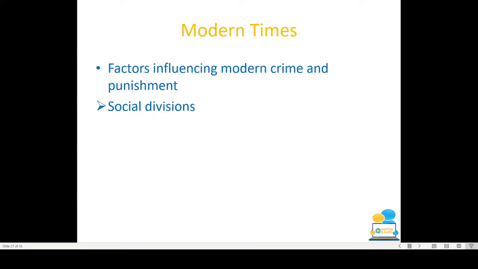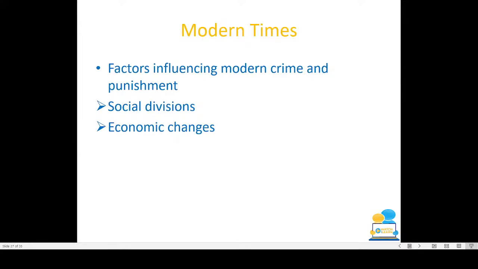Well, here are just some. Social divisions, okay? So social divisions and different diverse societies also change how crime and punishment changes over time. Economic changes, okay? So even if we think of industrial Britain again, as people became more wealthy, more crime in terms of stealing and robbery and bank robberies starts to develop, okay?